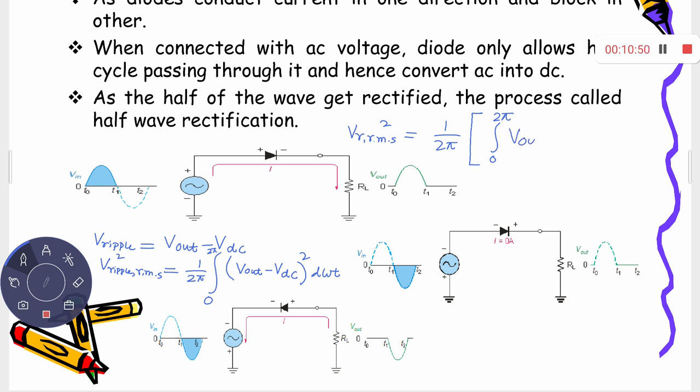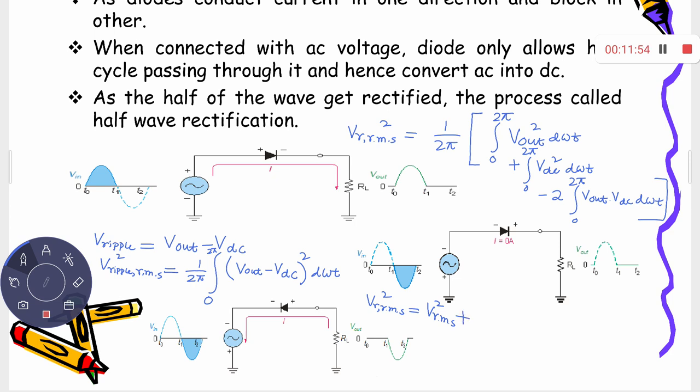So what you can write is integration V out square d omega t, plus integration 0 to 2 pi VDC square d omega t, minus 2 times integration 0 to 2 pi V out VDC d omega t. A minus B whole square. Now what is the first term, 0 to 2 pi V out square d omega t, with 1 by 2 pi outside? That is VRMS square, which you have already calculated last day.